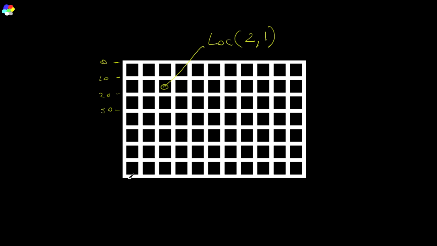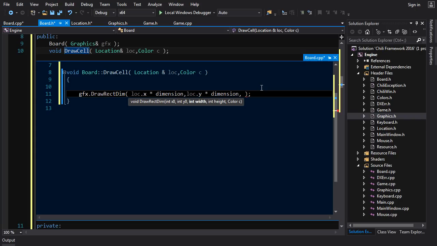Because if you got a grid like this and the cells are 10 by 10, the first one, the top, the Y coordinate is going to be 0, the next one's going to be 10, 20, 30. So you just multiply the grid coordinate times the dimension of the cell to get this position in screen space. Then the width and the height are just going to be the cell dimension, and then the color is just going to be color C that was passed into the function.